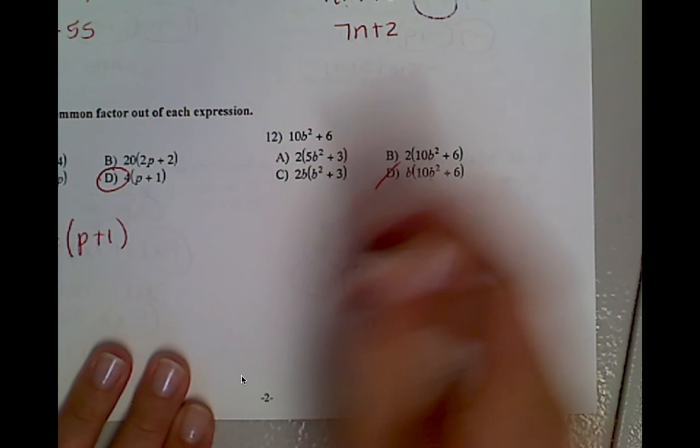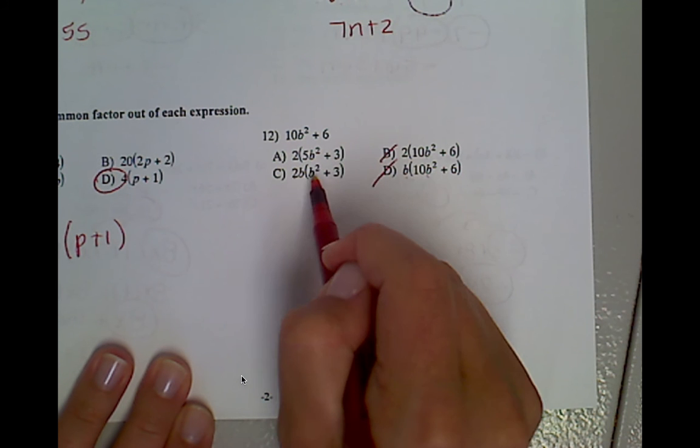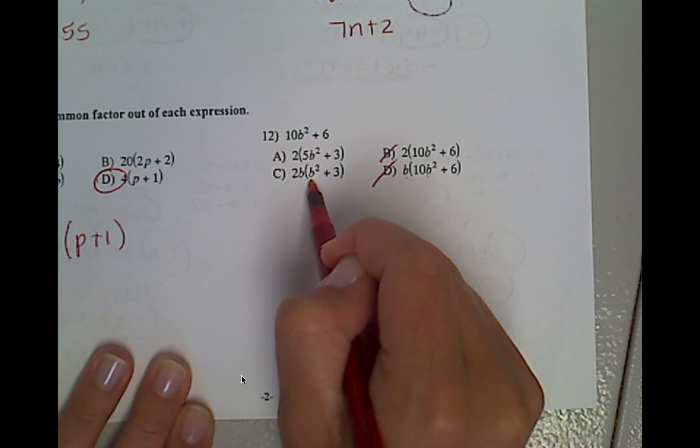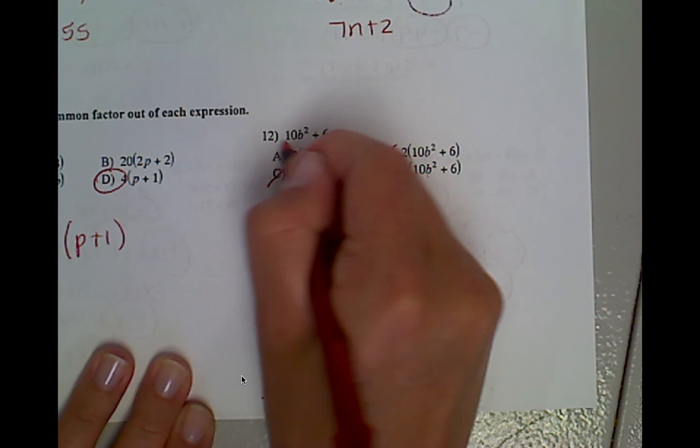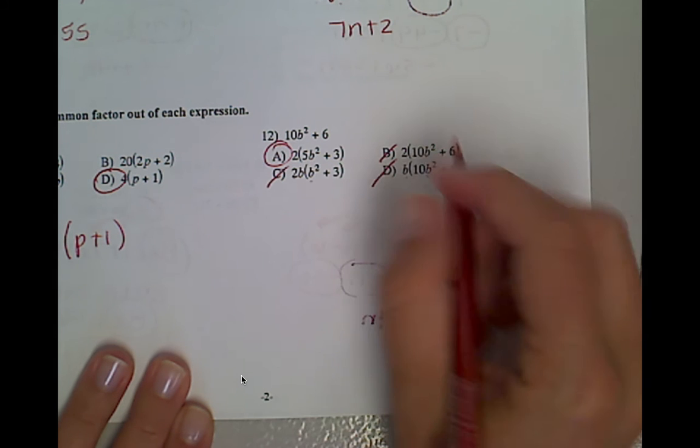We don't have a 20b squared, so we can get rid of B. 2b times b squared is going to give you a 2b to the third. We don't have a 2b to the third. So automatically your answer should be A, but let me show you both ways.